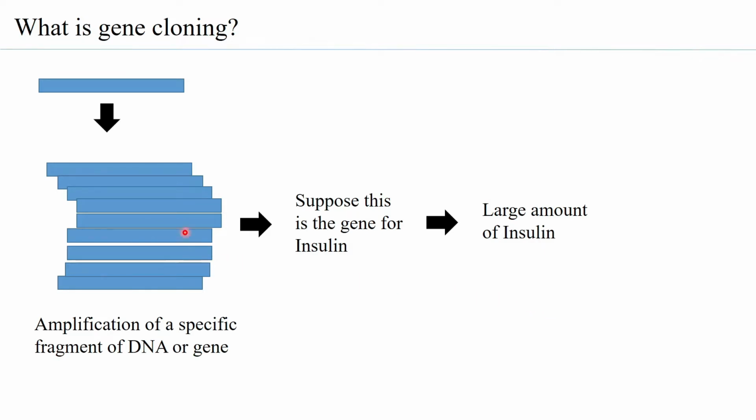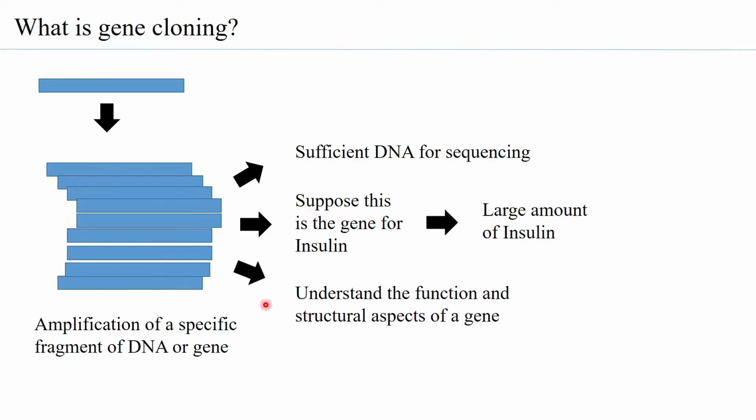The second reason why gene cloning has been carried out at a very fast rate is because through gene cloning one has been able to get sufficient DNA for sequencing. So the sequencing of the DNA has enabled one to understand a lot about the genes and the gene functions. Therefore, understanding the function and the structural aspects of a gene has been helped by gene cloning. Now, these are just basic applications. But from this, there are many applications that are related to these basic applications.